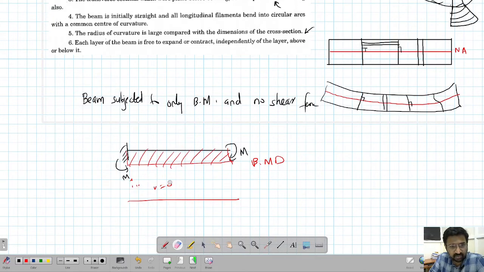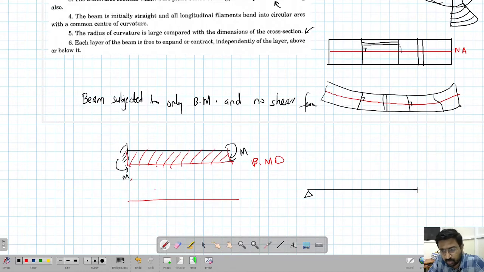Okay, so this is one way in which we can have pure bending. That means only bending moment is there. Another way is a very common method, which is basically the 4-point loading method. This you will study in the higher semesters. It's an experiment for your higher semesters.